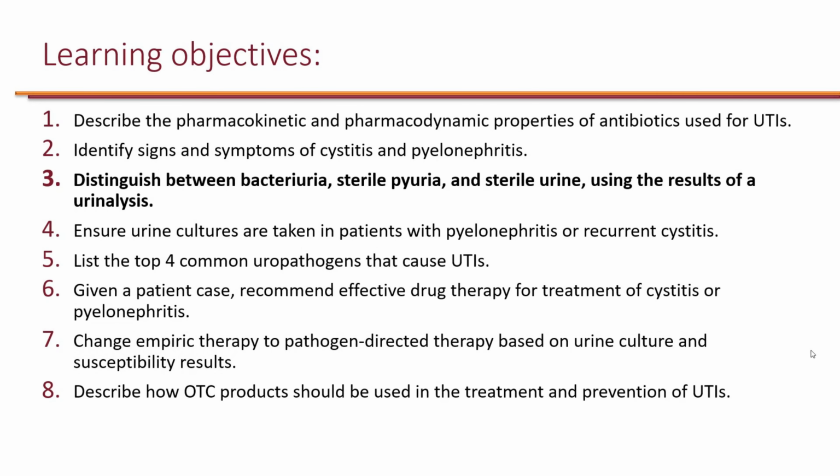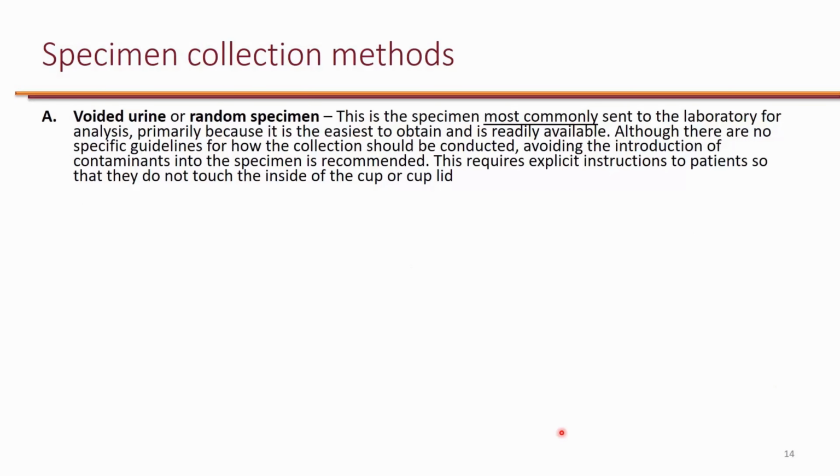We identified signs and symptoms of cystitis and pyelonephritis. Now the next learning objective is to distinguish between bacteriuria, sterile pyuria, and sterile urine using the results of a urinalysis, or a UA. Now here are some definitions of different types of collection techniques for the urine specimen, and this is just for your information.